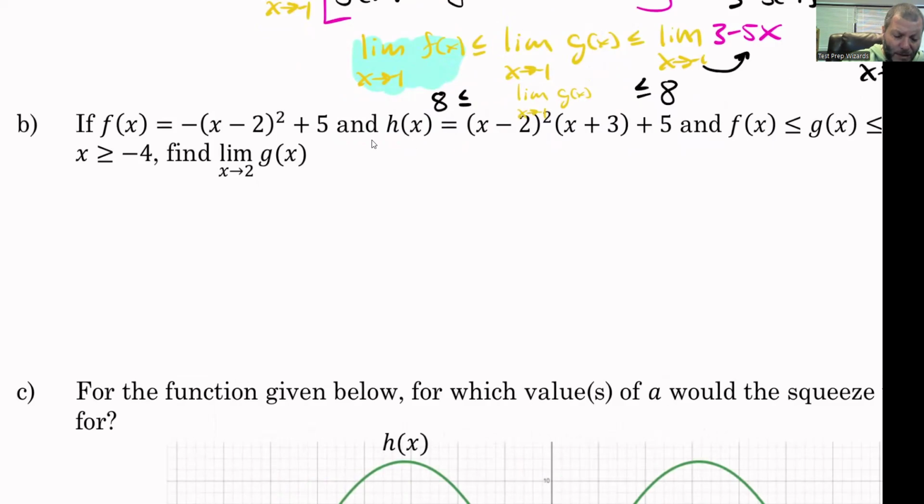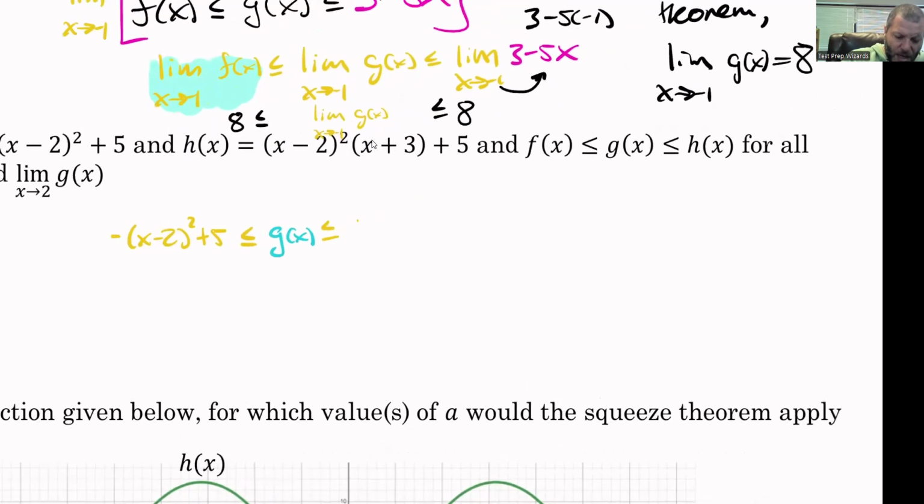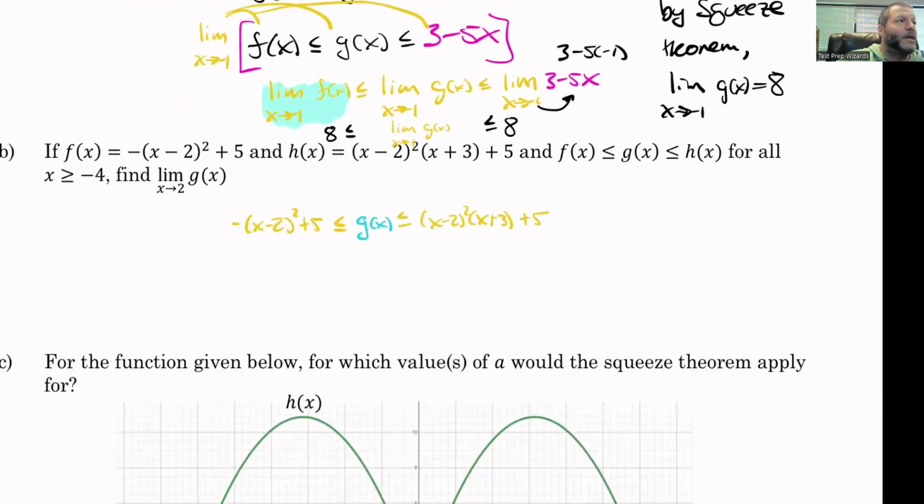Because I know what f of x is equal to. Negative x minus 2 squared plus 5. There's our f of x. g of x is going to be bigger than that. And g of x is also going to be less than or equal to h of x, which is x minus 2 squared, x plus 3, plus 5. And this holds at least when x is greater than or equal to -4.